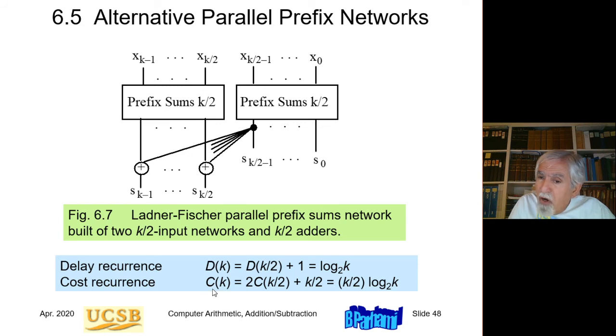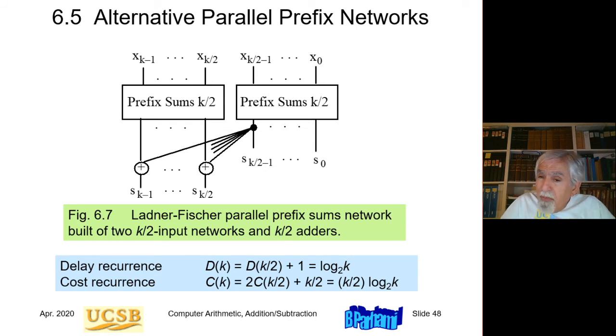so the delay is optimal in this circuit. The cost of this circuit, c(k), is twice the cost of the half-size circuit because I have 2 copies of that circuit, plus k/2. And again, I'm assuming that these adders have unit cost. So 1 unit of cost there for each adder, so k/2 units of cost for all of them. And the solution to this recurrence is (k/2) log k. So this design has logarithmic delay, and the best logarithmic delay, the constant in front of it is 1. And it has order k log k cost.